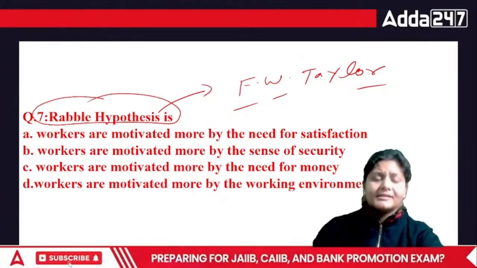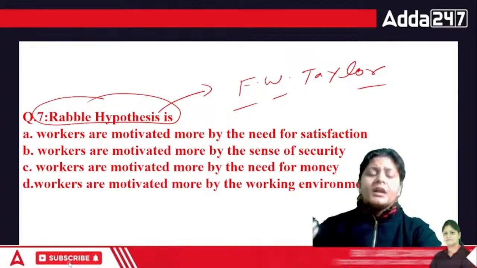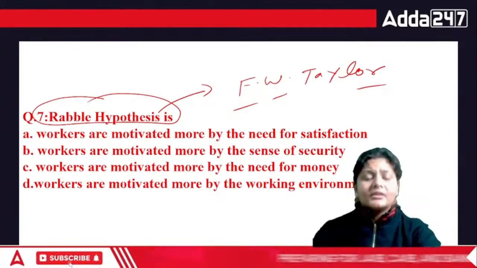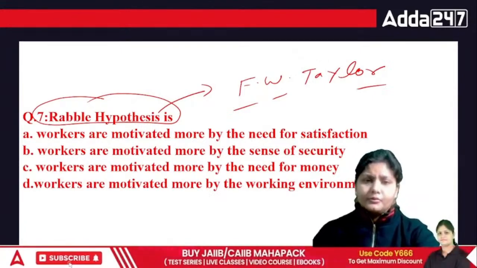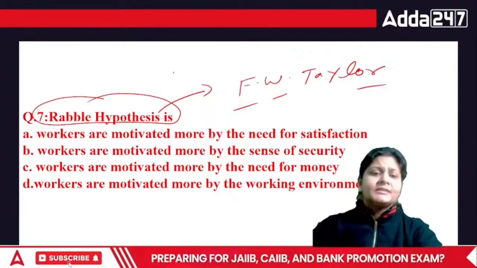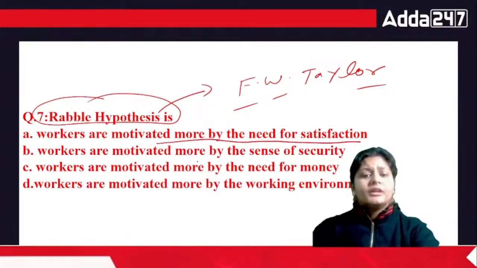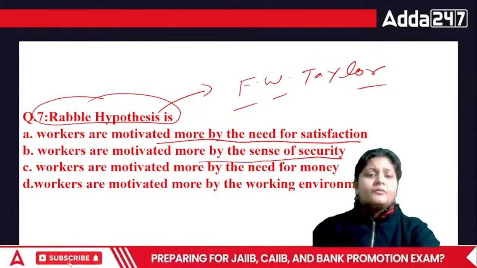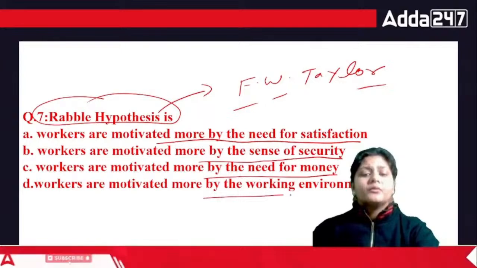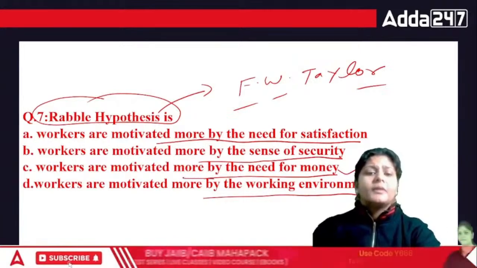Last year in the June exam, this question was asked, right? What was the opinion of F.W. Taylor? His opinion was, if you are giving money to the worker, if you are giving them a good salary, that means they will work for you. Okay, they will work for you. So the options are: workers are motivated more by the need for satisfaction; workers are motivated more by the sense of security; workers are motivated more by the need for money; workers are motivated more by the working environment. So here actually the answer is C, that workers are motivated more by the need for money.